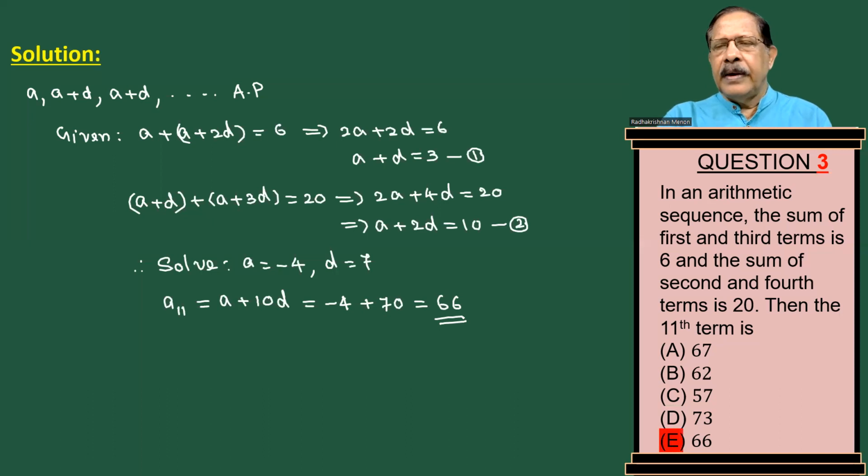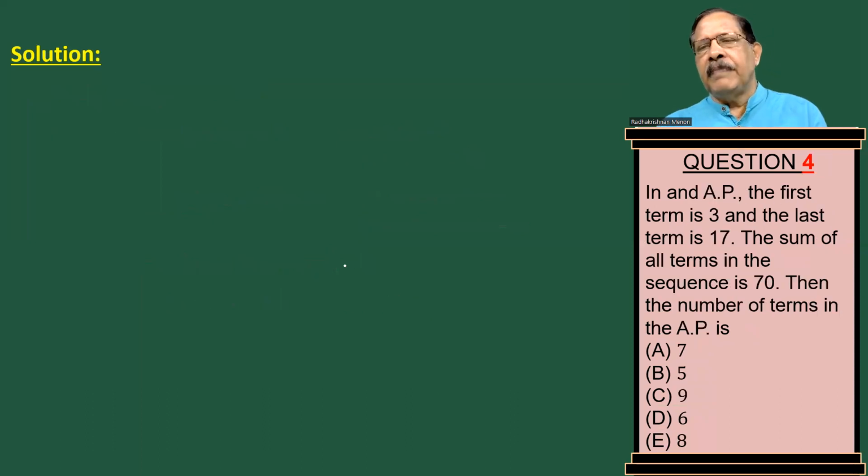Okay. Now, the third question we have already done. Now, the fourth question we are going to. In an AP, the first term is 3 and the last term is 17. So a equal to 3.